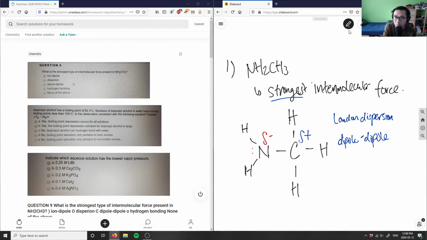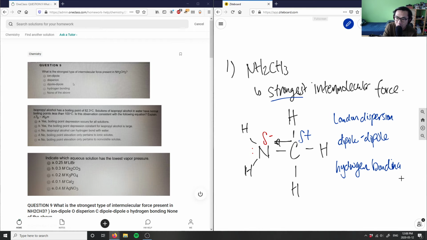You can think of the dipole here as shifting towards the left-hand side, because it's pulling electron density away from this carbon here. So in this case, we do have dipole-dipole, and this is stronger than the London dispersion, right? So dipole-dipole is currently our strongest one. And then finally, do we have hydrogen bonding?